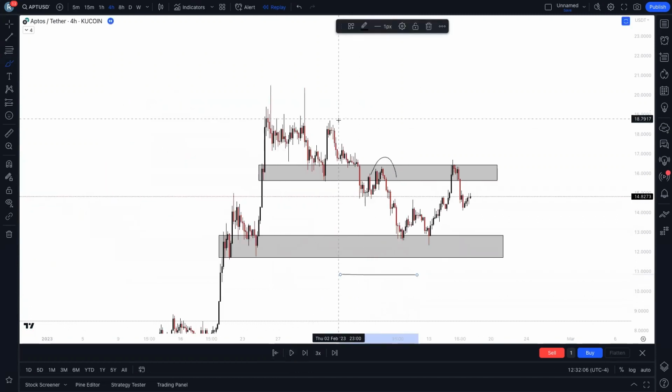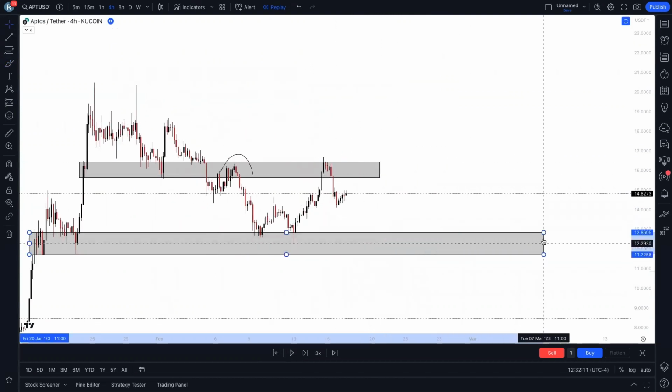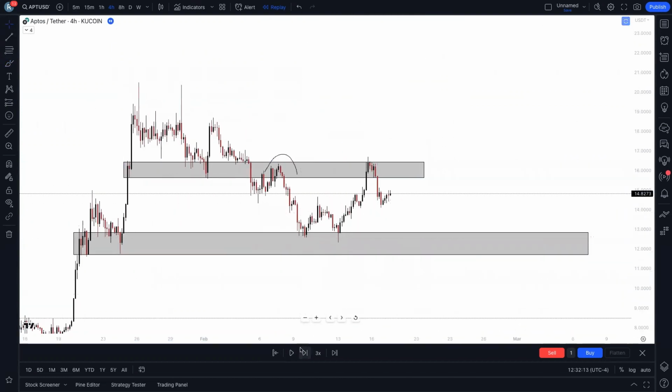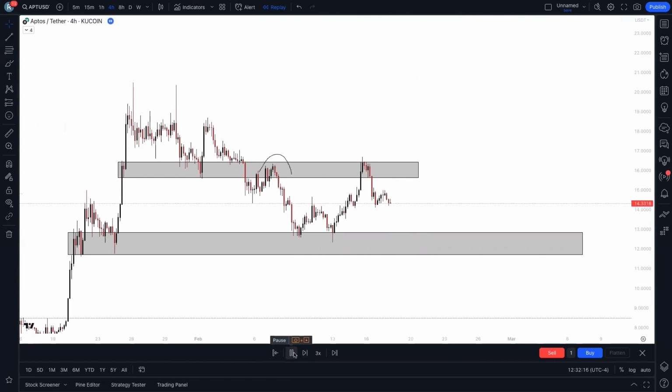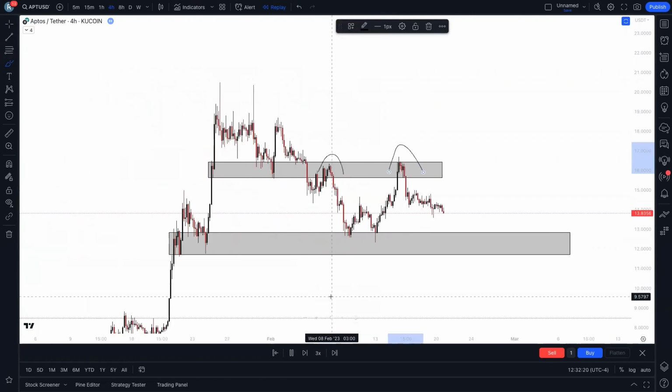Now, what I want to do is I want to see the reaction that comes from this bottom zone, because I know APT is going to reject down. I know it's not going to give a retest at this level again from up here. So you got two good shorts right here, 1, 2.